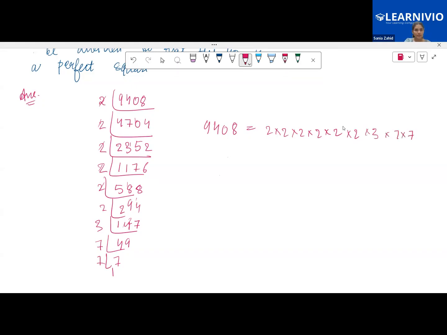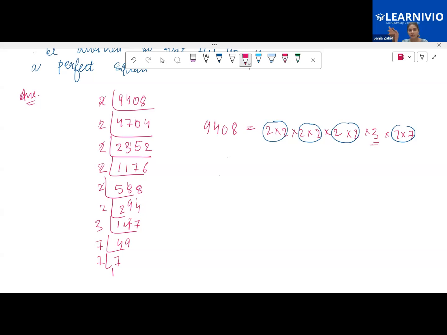So how can you make pairs over here? First you have a pair of 2. Then you have a pair of 2 again. Then again, and 7. Now which number is being left, which is not a pair? 3 is not a pair. So either I can multiply with 3 to make it a perfect square, or I can divide it by 3 to eliminate that 3 that's existing. Okay, so both ways my answer becomes a perfect square.